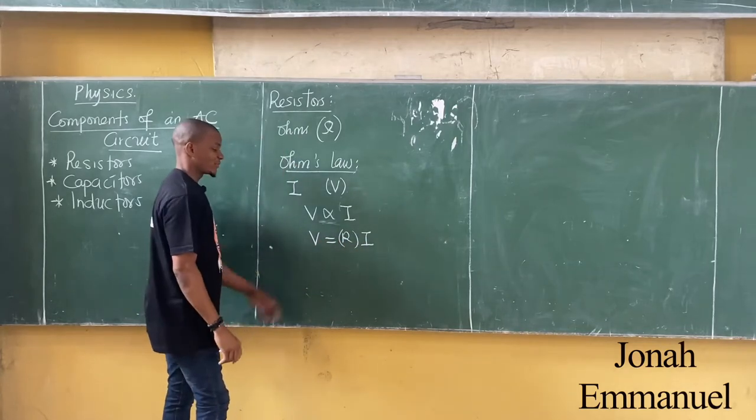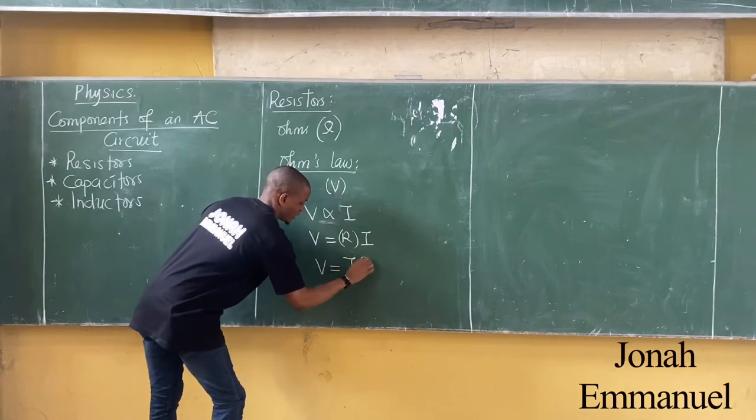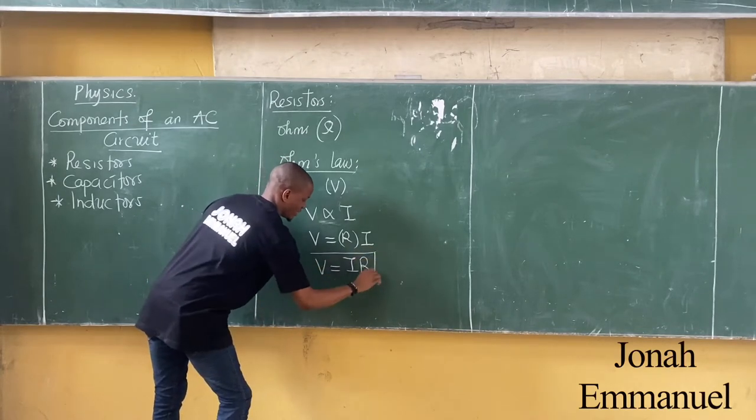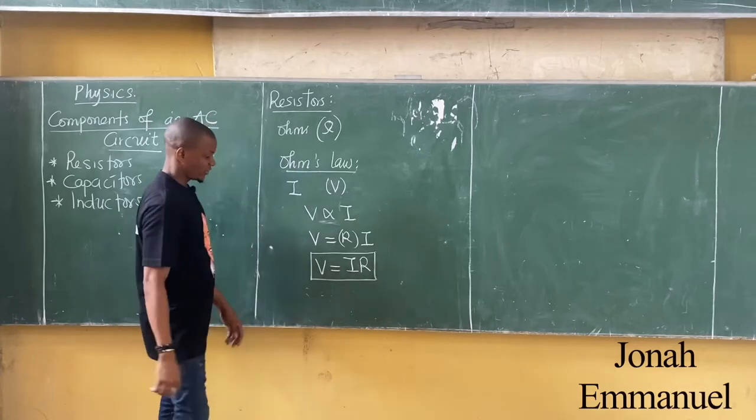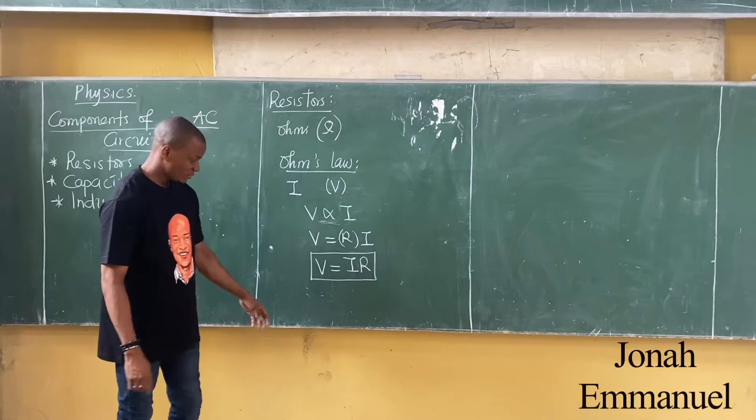So if I multiply this now, I have V is equal to IR. I think this is the required equation for Ohm's law: V is equal to IR.